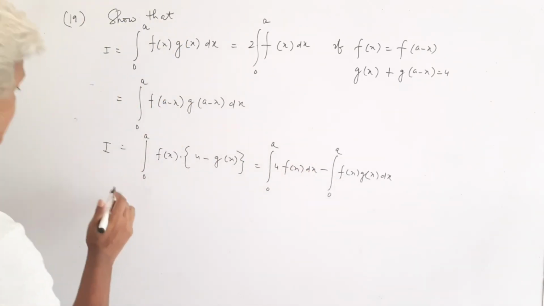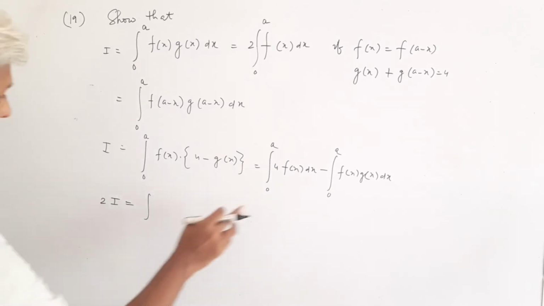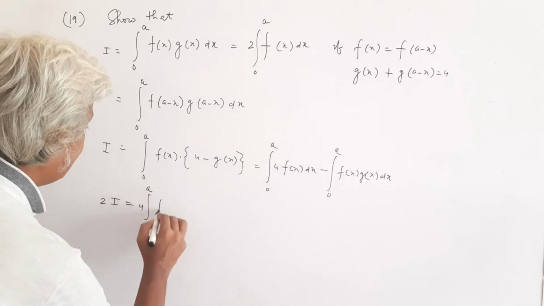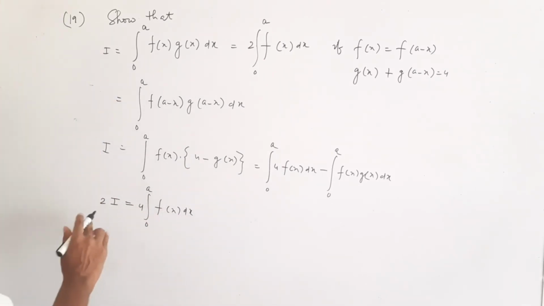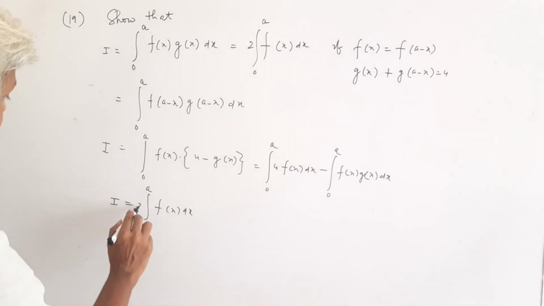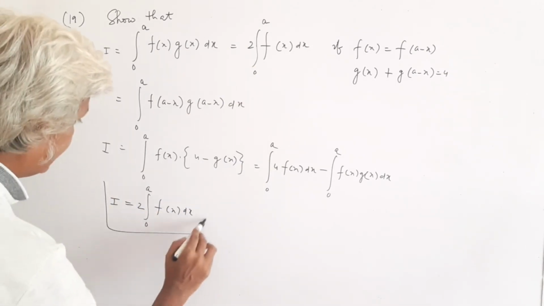So this comes on this side, it becomes 2I. So 2I is 4 times integral 0 to a f(x) dx. It means I will be just 2 times. So this 2 is gone from here and this 4 becomes 2. Now this is what you are asked to prove and here I have proved it.